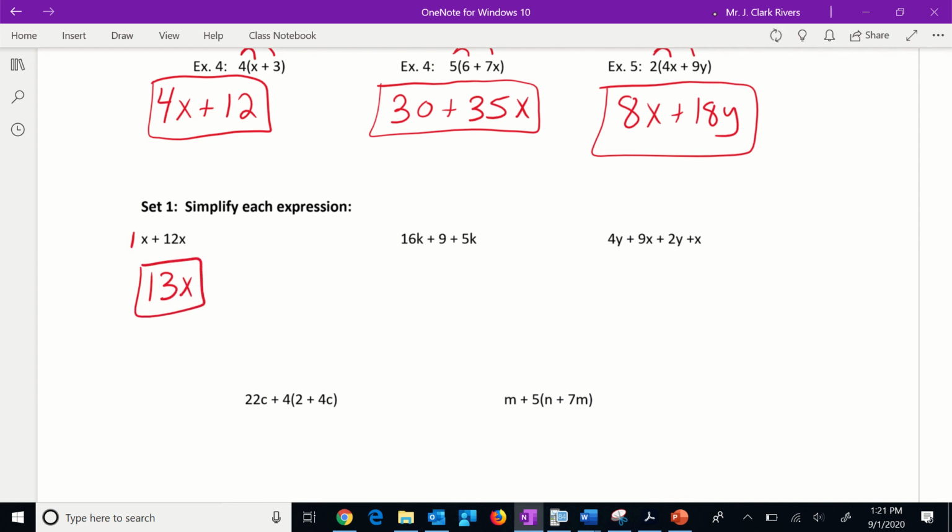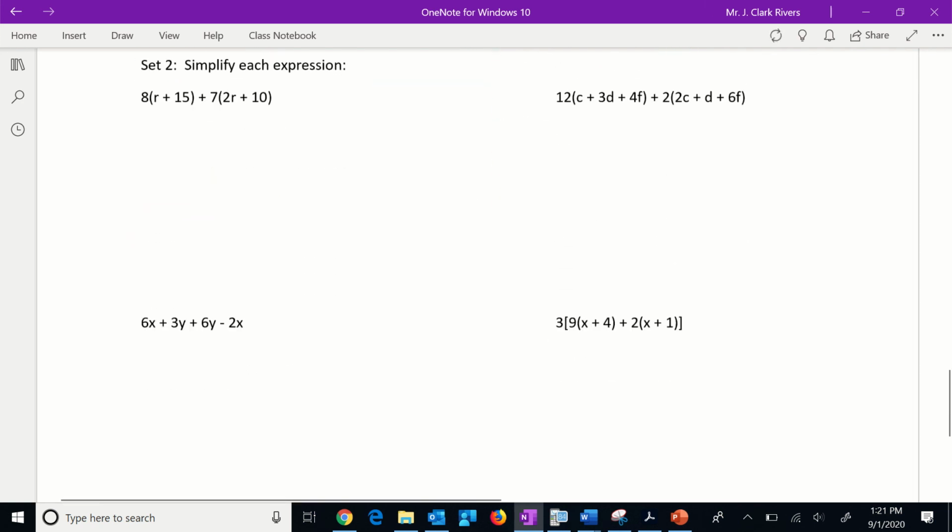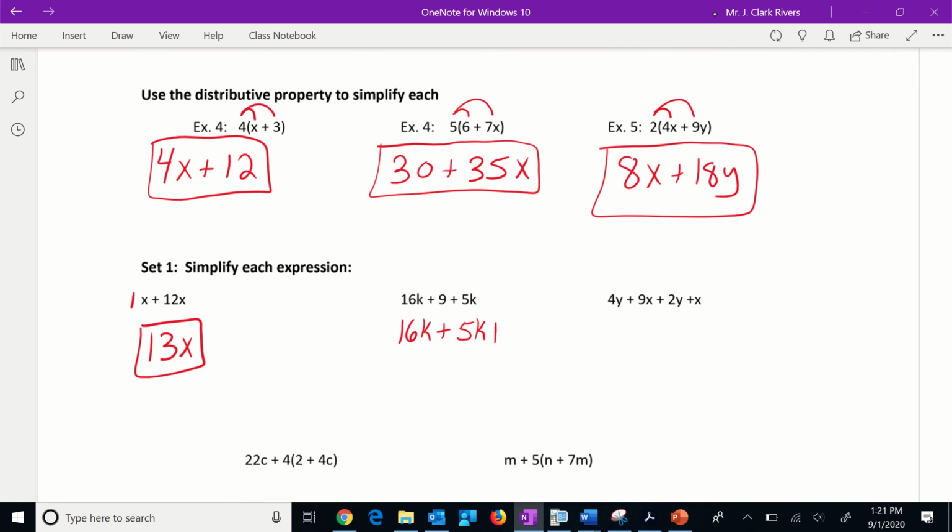Okay, 16k plus 9k plus 5k. The k terms aren't next to each other, but by the commutative property, I can rewrite this as 16k plus 5k plus 9. 16k plus 5k, well, that's 21k plus 9. 21k plus 9. We have a k term and a constant term. Those are not like terms. We can't combine them.